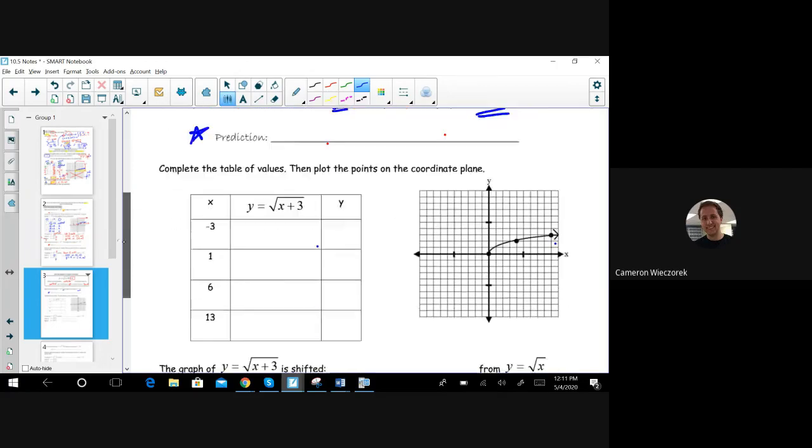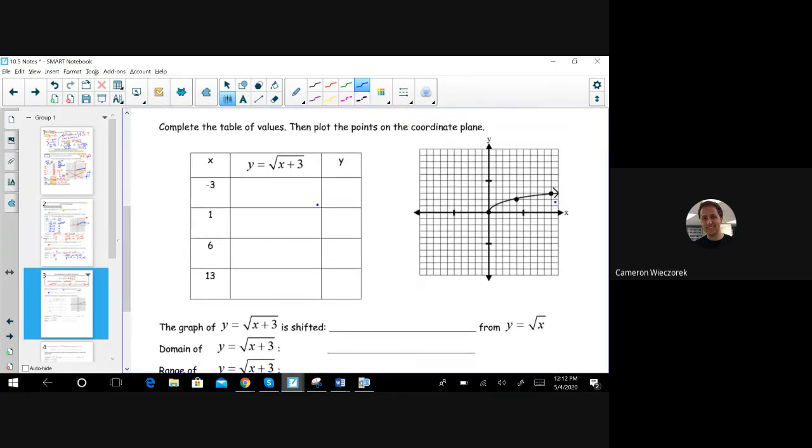So if you put your prediction, let's make a table like we did before. Erase some of these dots. So here's what I'm going to do. And you'll notice I changed the values that we're using, and I did that for a reason, which you'll see once we do the graph. Okay. But we're putting in -3, 1, 6, and 13.